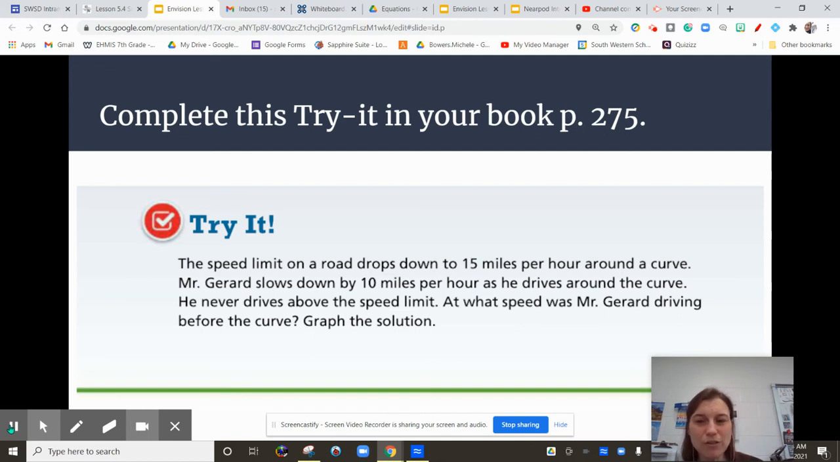So he was driving a certain speed, then he slows down, that decreases his speed by 10 miles per hour, and the end result is not going to be over 15 miles per hour. So pause the video now and write that inequality. We'll pause now.